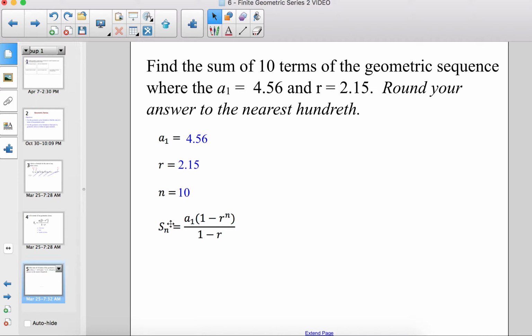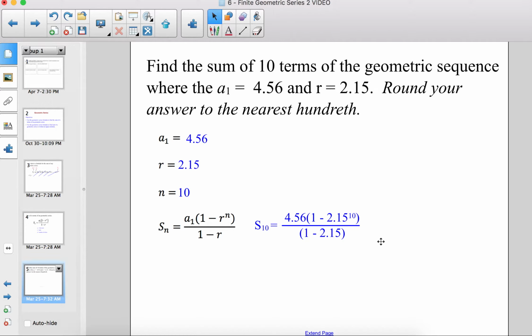So we are finding the sum of 10 terms, so S sub 10. First we put in a sub 1, so 4.56. Then we go 1 minus r to the n. So 1 minus 2.15 to the 10th. And on the bottom, it's just the 1 minus r. So you look at the parentheses, it's this without the exponent. So it's 1 minus 2.15.